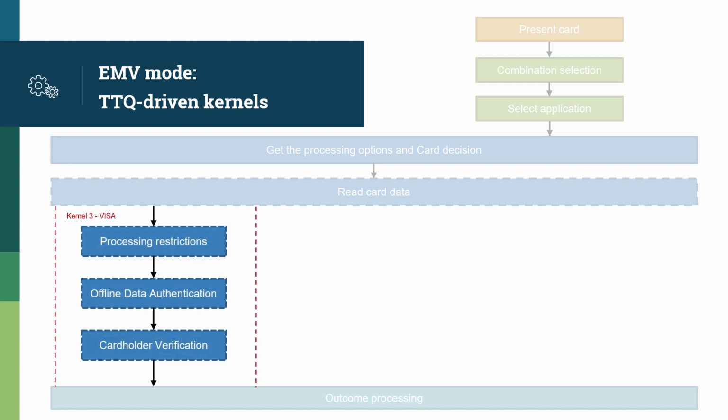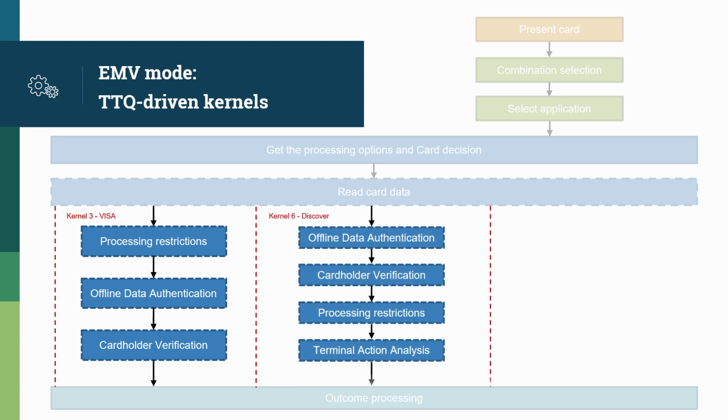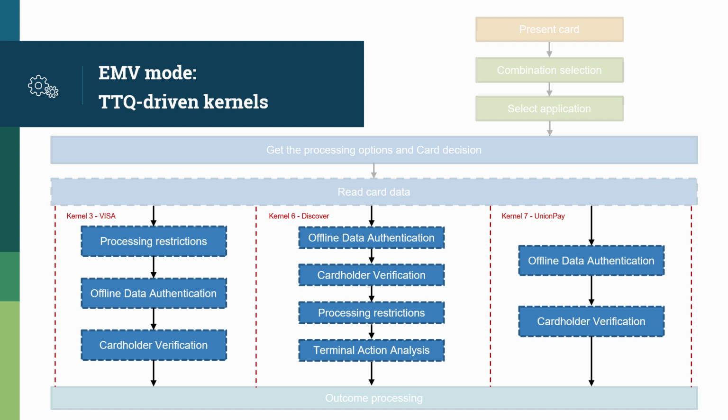Kernel 3 performs processing restrictions first, then offline data authentication validation, and finally cardholder verification. Whereas kernel 6 starts with offline data authentication validation, then performs cardholder verification, then processing restrictions, and finally terminal action analysis. Kernel 7 is simpler. It just performs offline data authentication validation, then cardholder verification. We also said that the order in which those steps are performed does not really impact our transaction analysis. We will now review the steps in no particular order and make sense of the data associated with each step.